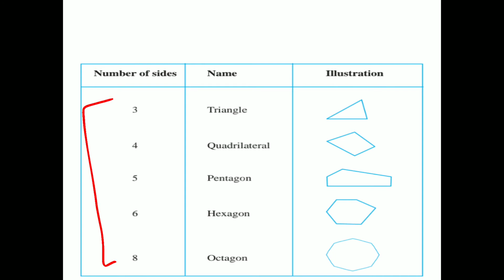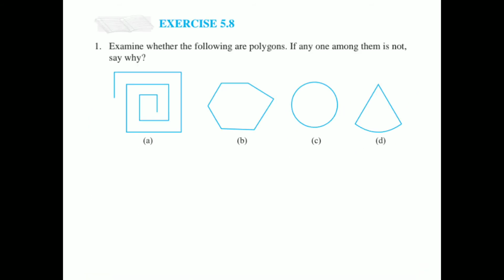If the figure is made up of 3 straight lines, we call it a triangle. If it is made of 4 straight lines, we call it a quadrilateral. This figure is also made in the book. If it has 5 sides, we call it a pentagon. And see the figures also, because when they ask you to draw a figure, you must draw the figures in this manner. If there are 6 sides, we call it a hexagon, and if there are 8 sides, we call it an octagon. Clear? Now on the basis of this, we do exercise 5.8. Question number 1 is, examine whether the following are polygons. If any one among them is not, say why.